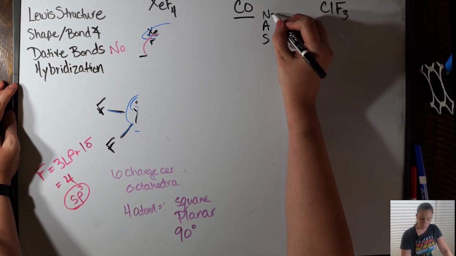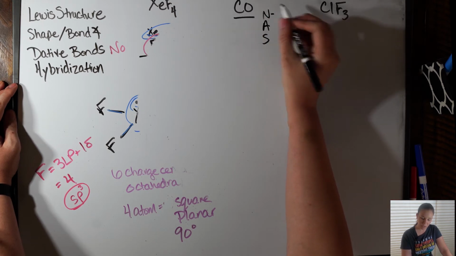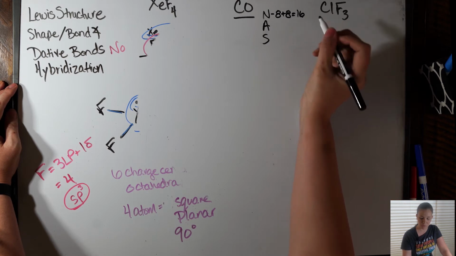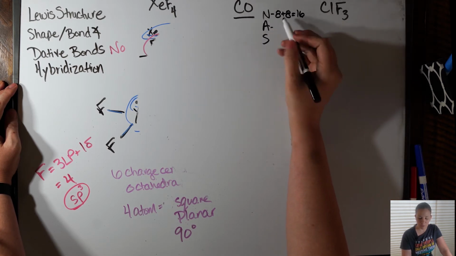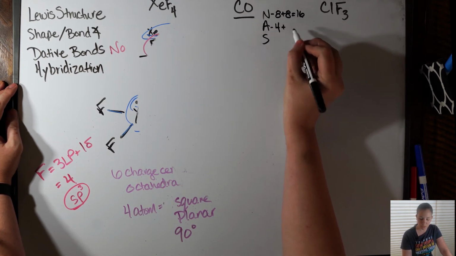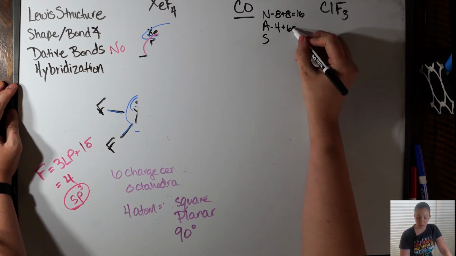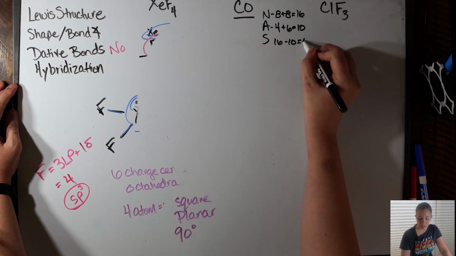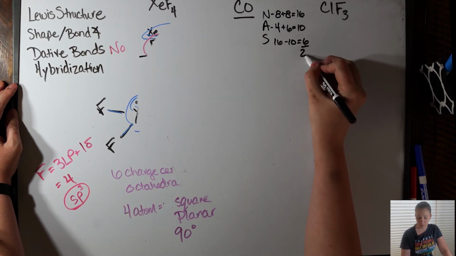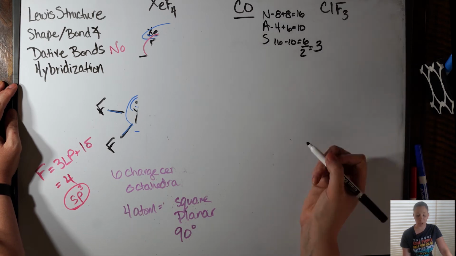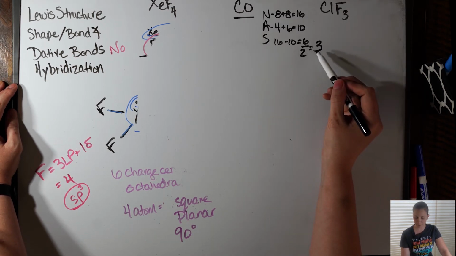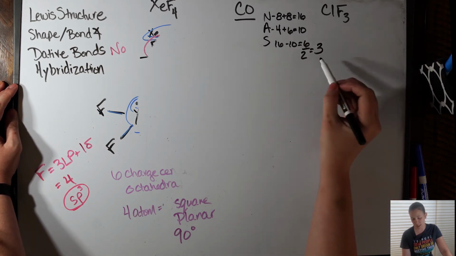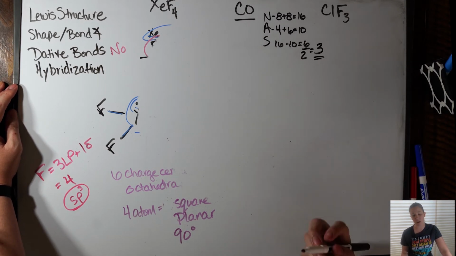So needed is going to be 8 for everything except for hydrogen. So here it's going to be 8 for both the carbon and the oxygen, for a total of 16. Available, carbon has 4 valence electrons and oxygen has 6. So we have 10. To find out how many electrons are shared, we'll subtract them. And then I like to cut that number in half to figure out how many bonds, since there are 2 electrons in every bond. So this little trick allows you to calculate exactly how many bonds are in the molecule.